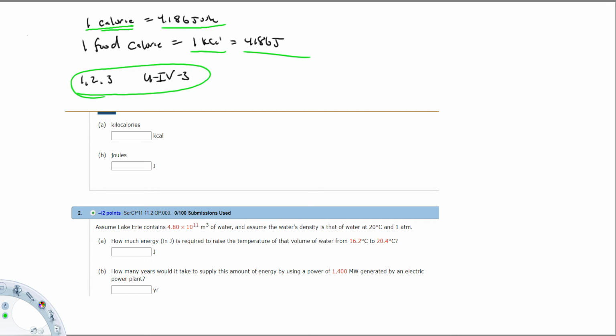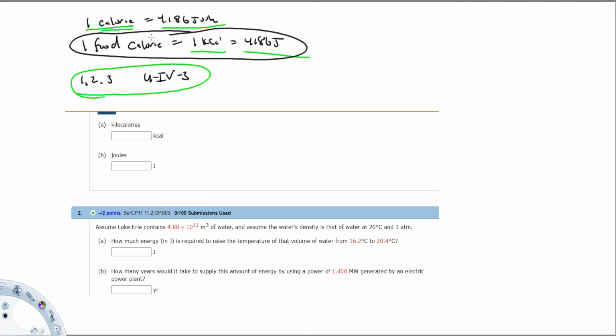So we're going to chat about number 1, and I've cut and pasted it, but I see I missed a little bit of it. It says to convert 4.05 times 10 to the third calories to kilocalories. So the first problem is just a conversion to kilocalories and to joules, and you're using these conversions right here. So I'm going to consider that done.